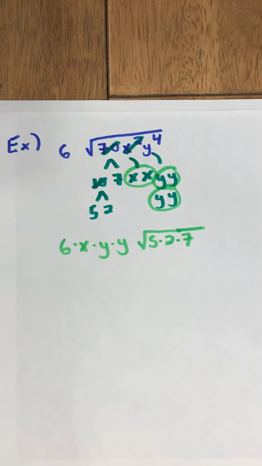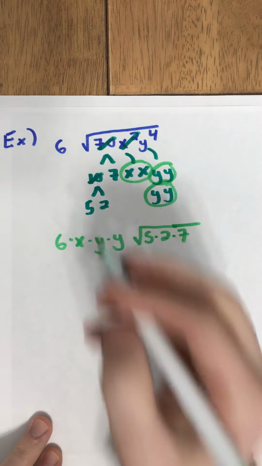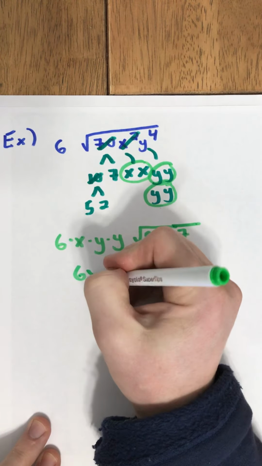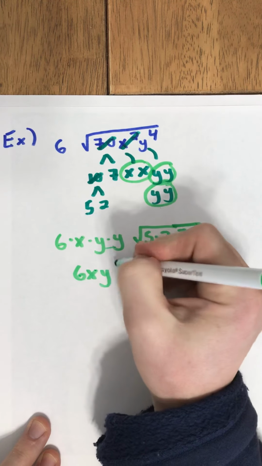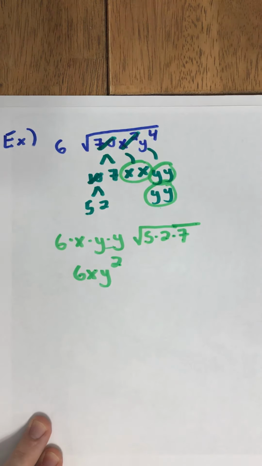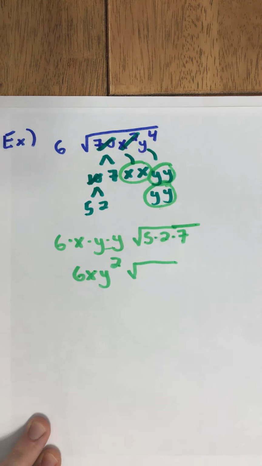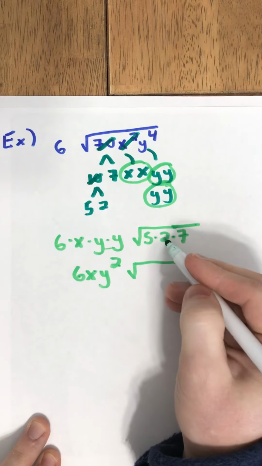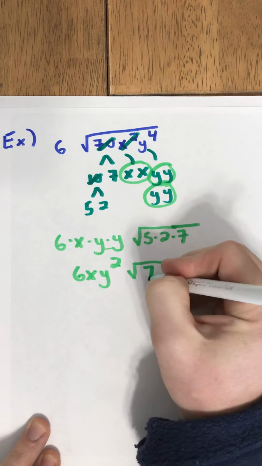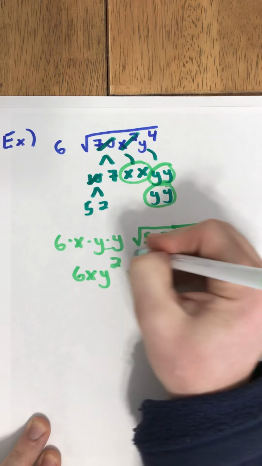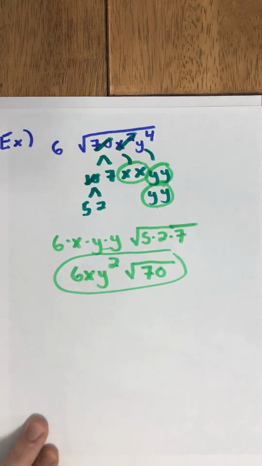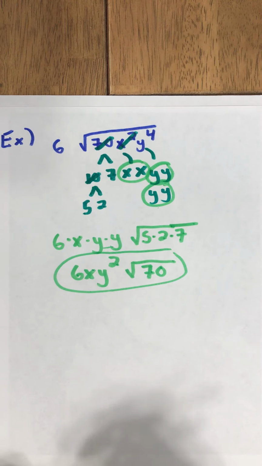They're now outside. So now outside my radical, I have 6. I have x, and I have 2 y's, so I'm going to write that as y to the 2nd. Inside, I have 5 and 2 and 7. 5 times 2 is 10, times 7 is 70. So I'm left with 6xy squared times radical 70.